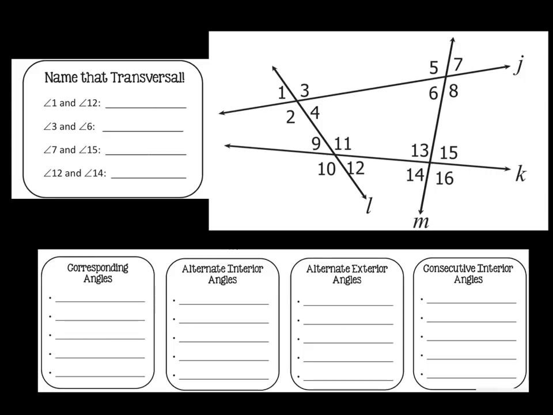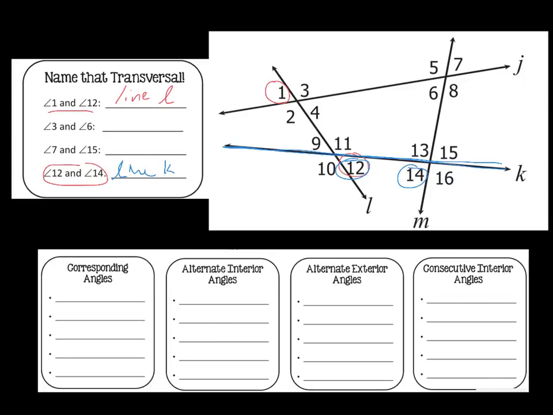As we approach the back end of our packet here, it's time to name that transversal. Let's take one for example: 1 and 12. I look here and here. So who would be my transversal? I think that would be line L. For 12 and 14, I see 12 is here and 14 is here. They're both along the transversal right here. That would be line K.